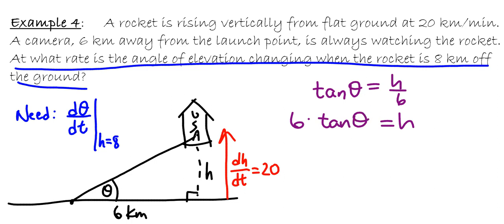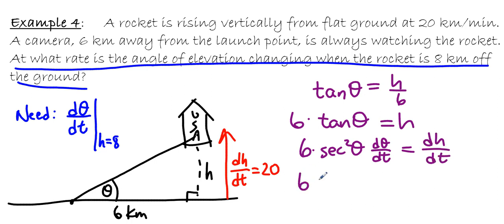And so then what do we do? Well, we take the derivatives on both sides with respect to time. The derivative of the tangent of something is secant squared of that something. Chain rule. So now it's time to figure out what all of our things are. We're looking for d theta dt. We know what dh dt is. And so how do we figure out secant squared theta?